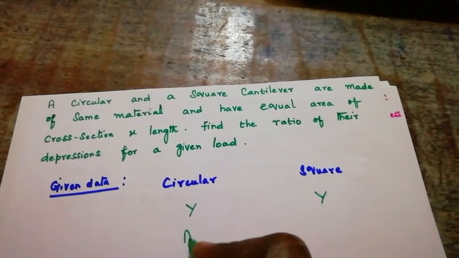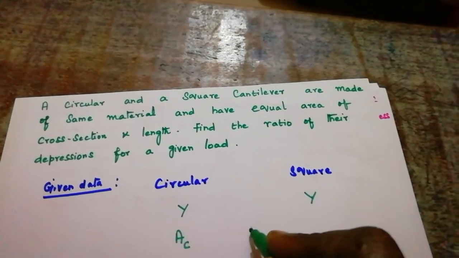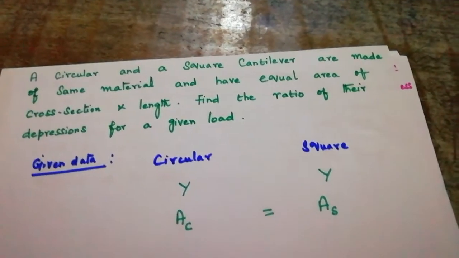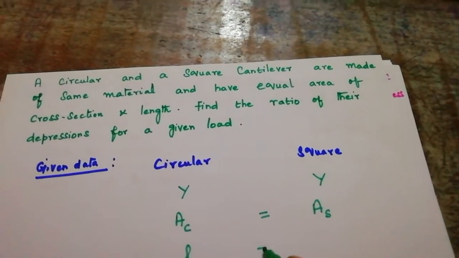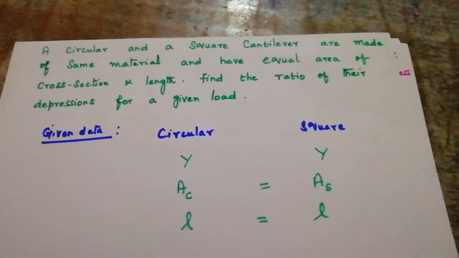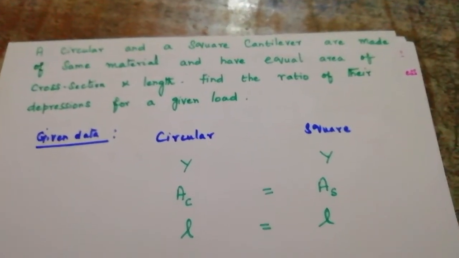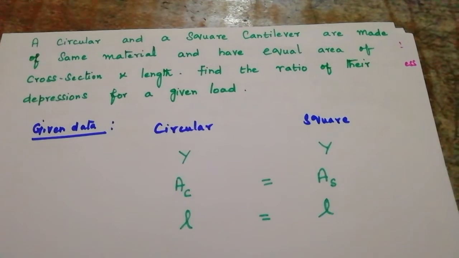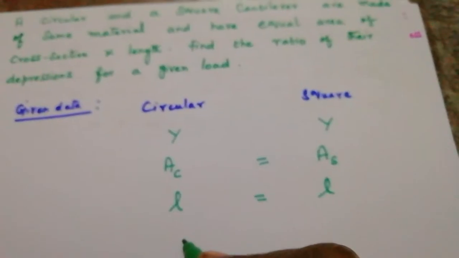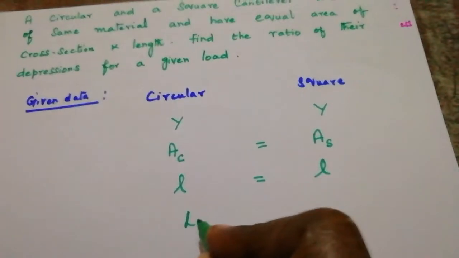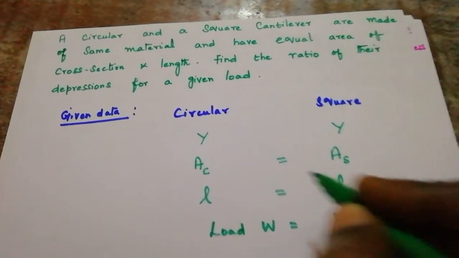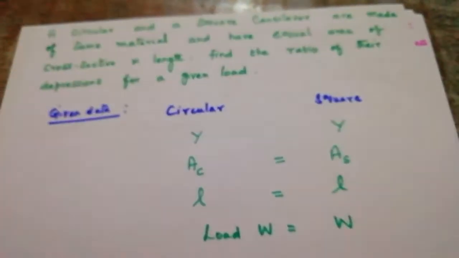Equal area of cross section. So area for circular is equal to area for square. The length is also same. The length of circular is equal to square, in meters. Find the ratio of their depressions for a given load. So for the load given, whether it is mass or force, it will be equal. So the load W is equal to W, same. So all these are same for both the parameters.